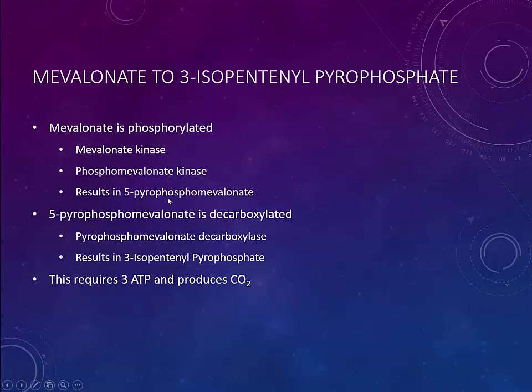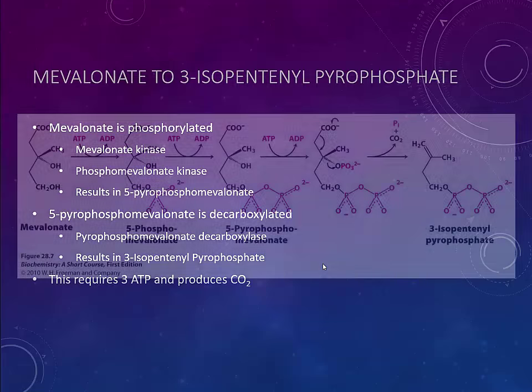5-pyrophosphomevalonate. We have 5-pyrophosphomevalonate. We decarboxylate that, so that's going to release some CO2. And we get pyrophosphomevalonate decarboxylase as our enzyme. Notice very usefully the enzyme names tell you what they do. And by decarboxylation we get 3-isopentenyl pyrophosphate. That is our building block.